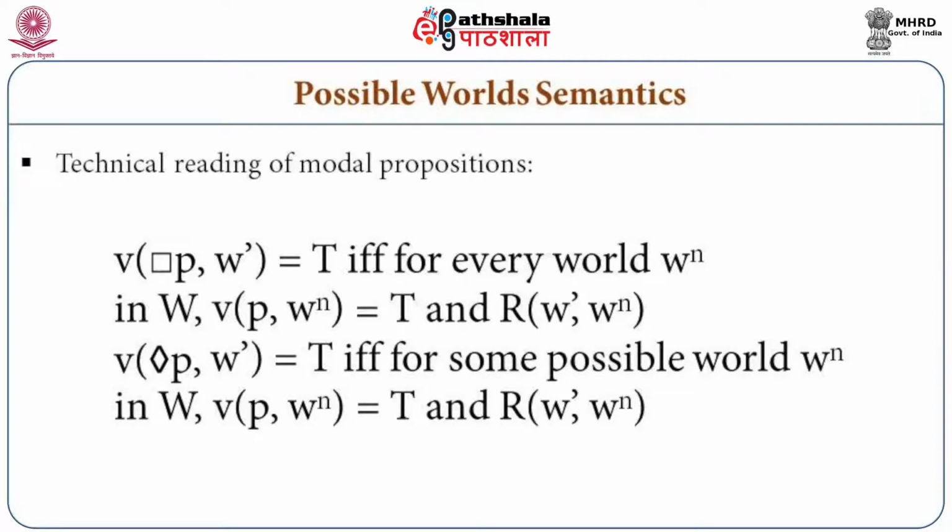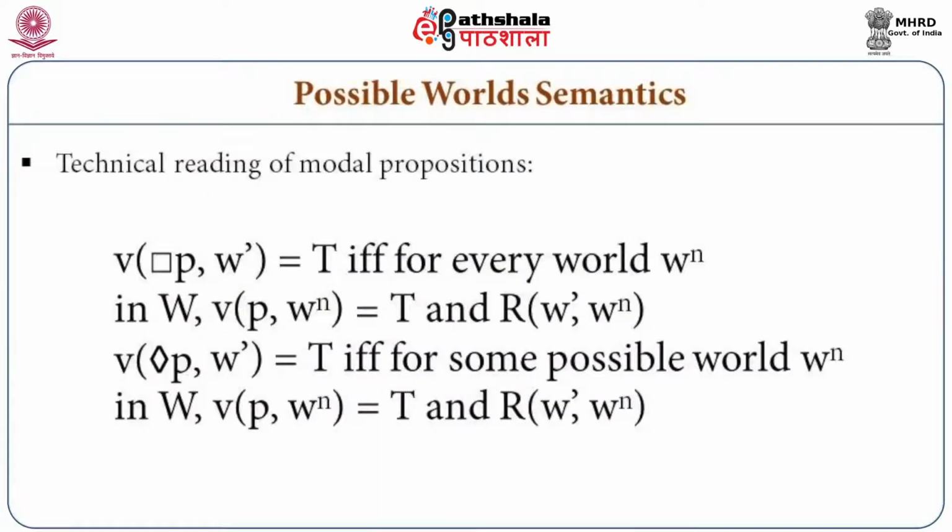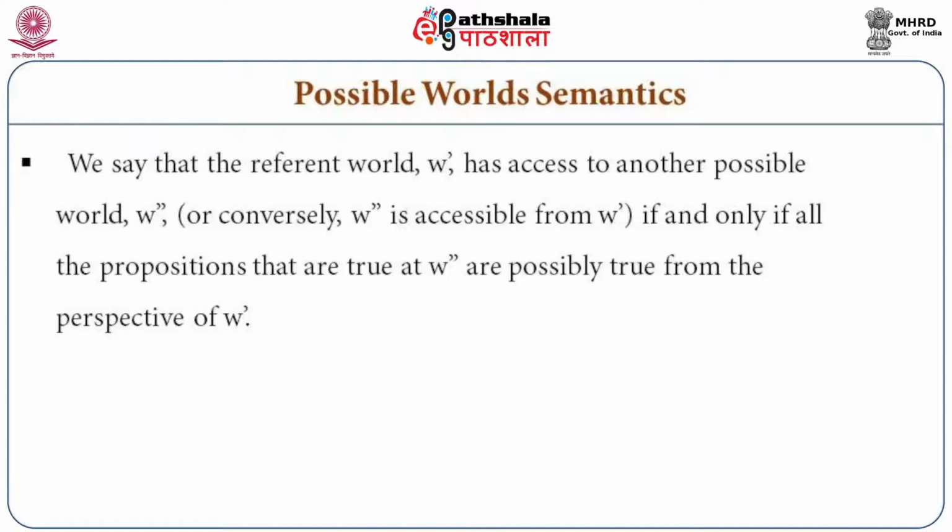The next one is possible. How do we read a possible sentence? Diamond P, or it is possible that P, how do we assign truth valuation to such a sentence? Possible P with respect to a certain world, let us say W prime, will be true if and only if for some possible world from the set of all possible worlds, there is at least one world such that you can find P being true in that world, and that world is accessible from your referent or actual world. So that is how you define a possible sentence.